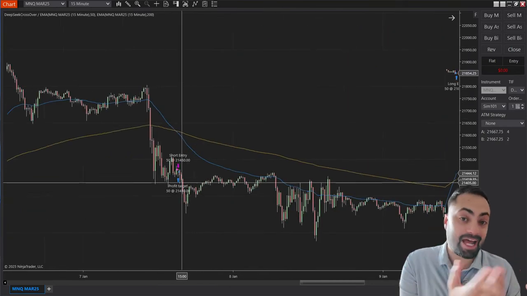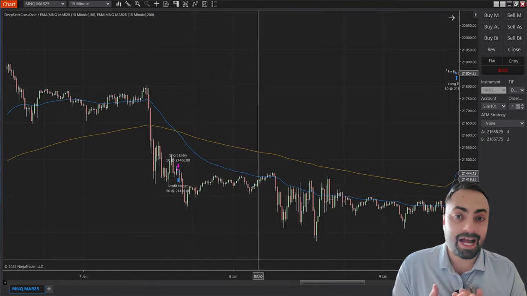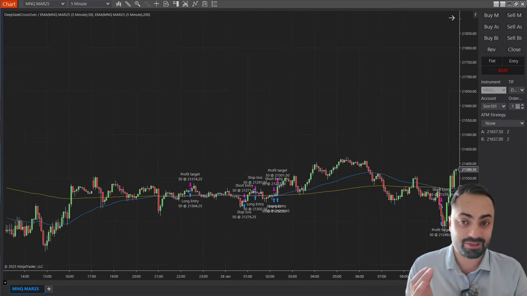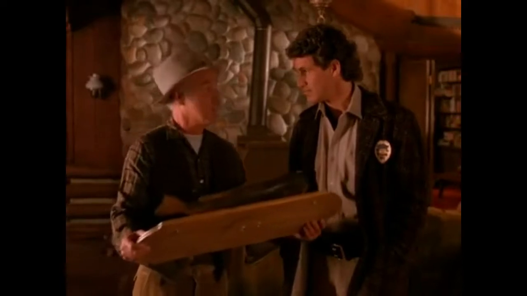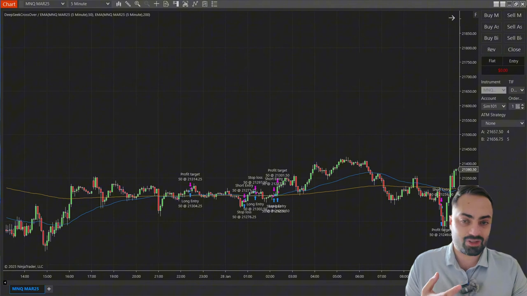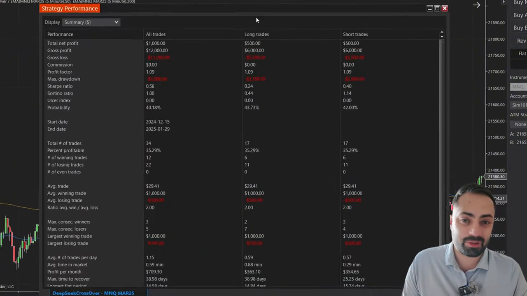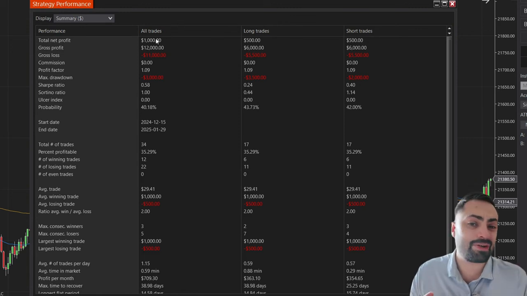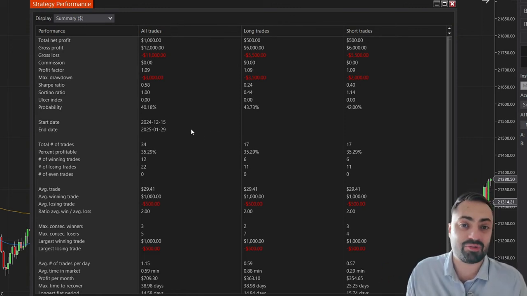Now, is it actually profitable? I personally wouldn't run this on an actual account. It has a very, very small target. Well, size isn't everything, I guess. And it would likely get destroyed. Even just going through the historical testing, the results are not that great. And this is just a very, very basic EMA crossover.